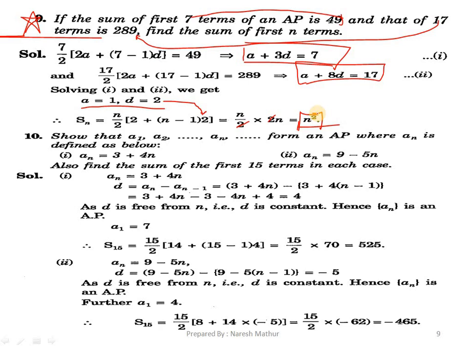Alright, the last one is: show that A1, A2, up to AN form an AP where AN is defined as below. Now see the question. These questions are based on general terms. General terms means we are not having N with us and we have to solve. Now we are given AN equals 3 plus 4N. AP is not given. Just put the value of N from 1 to 3.